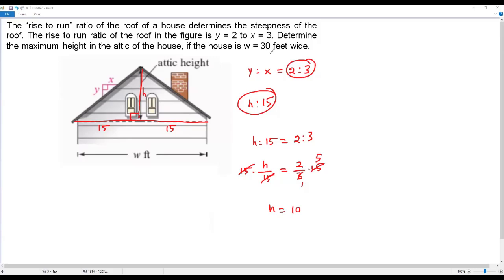Since we have the width of the house in feet, the height also has to be represented in feet. So therefore, the maximum height in the attic of the house is 10 feet.